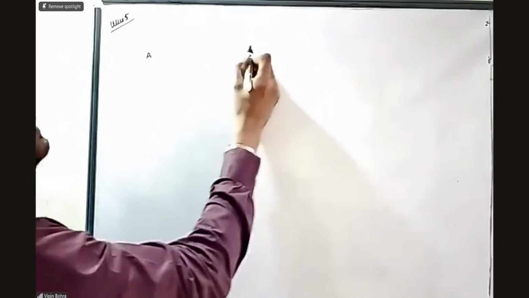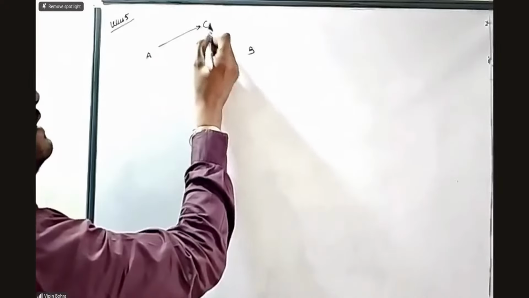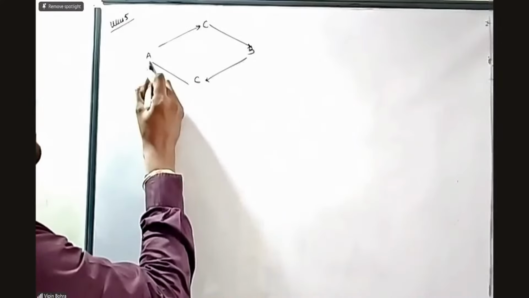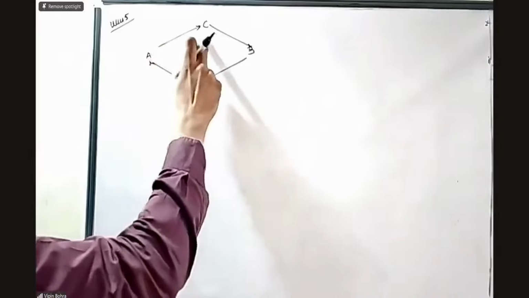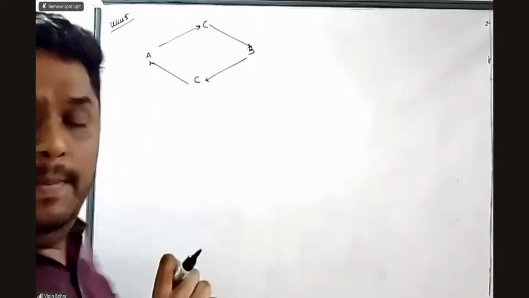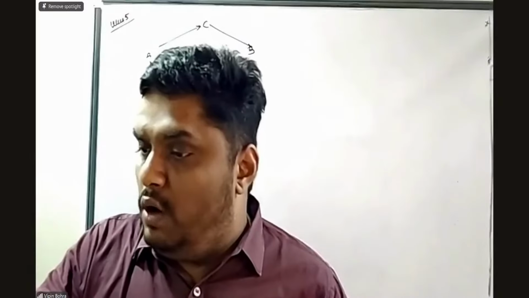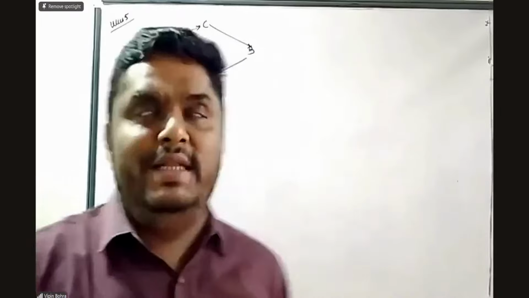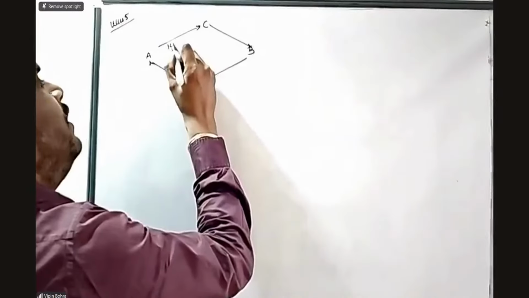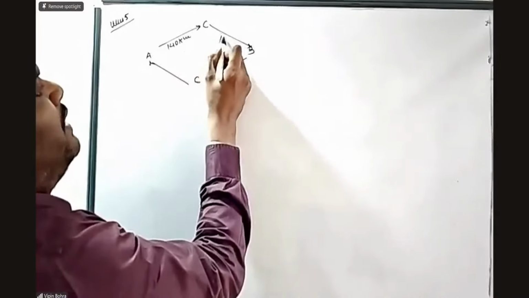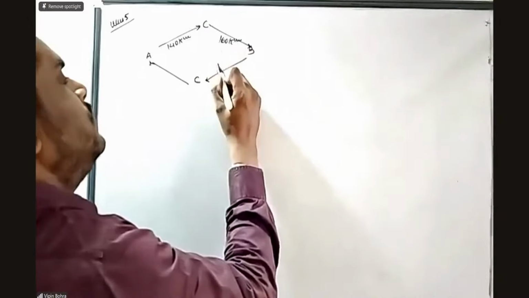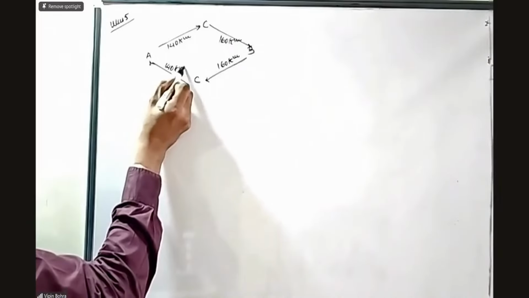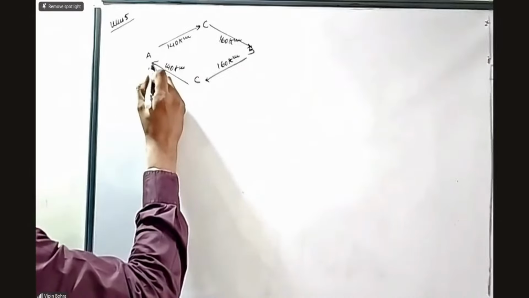So there are two cities A and B, and there is an intermediate city C. So this is the way the lorry is traveling from A to C, C to B, B to C, and C to A. The distance between A to B is 300, and from city A to C, it is 140 kilometers. So 140 kilometers, this will be 160 kilometers, this will be 160 kilometers, and this will be 140 kilometers. So I'm just trying to present the question in diagrammatic form.